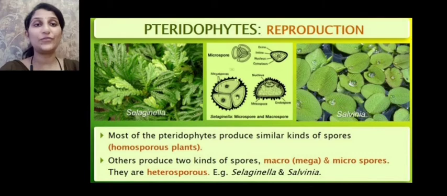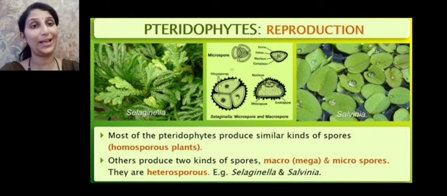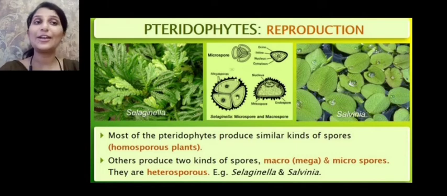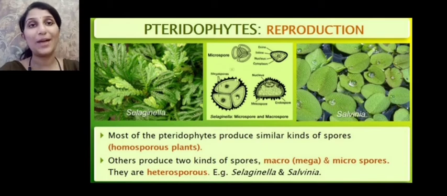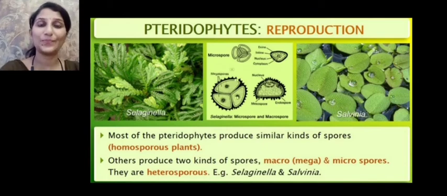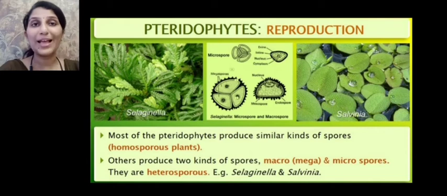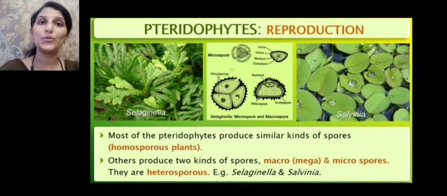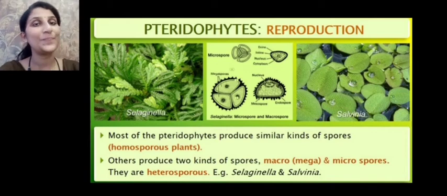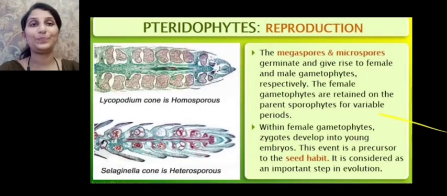Now about the nature of these spores. Most of the pteridophytes produce only one type of spore. They are called homosporous plants. Whereas in some pteridophytes, they produce two types of spores, called microspores and megaspores. Such plants which produce two types of spores are called heterosporous. So homosporous plants produce only one type of spore, and heterosporous plants produce two types of spores, namely mega and micro.